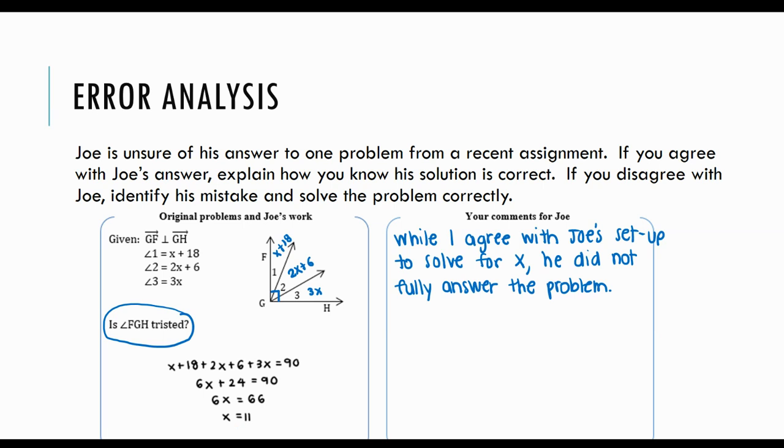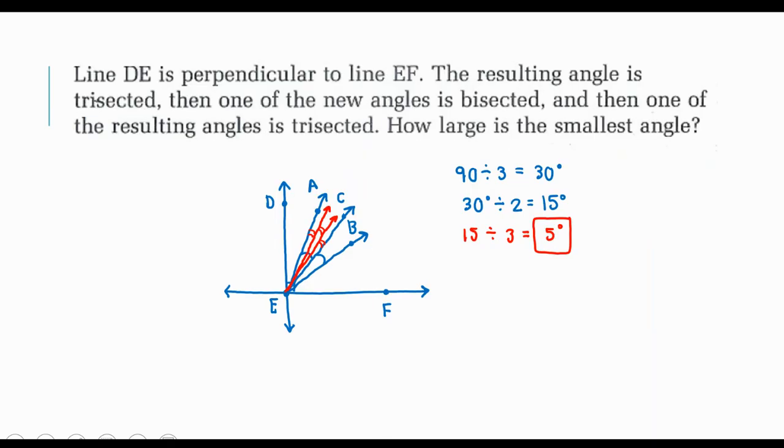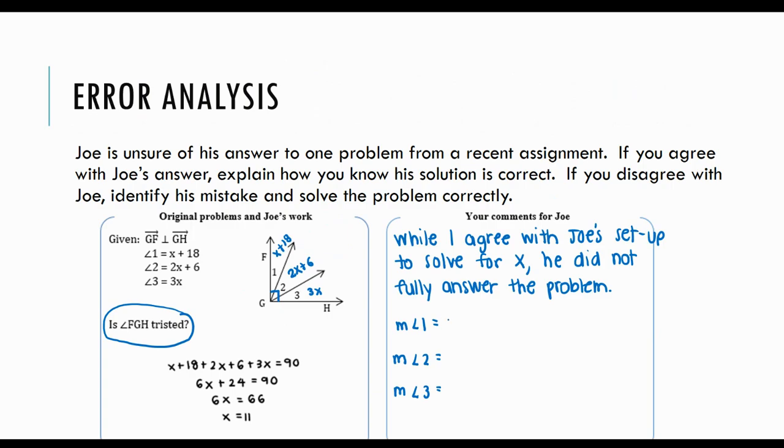So while I agree that x is 11, now to determine if something's trisected, I'm going to figure out the measure of each of these small angles, because then remember, to be trisected means to be divided into 3 equal pieces. So I'm going to substitute the 11 in for each of those x's. So we're going to have 11 plus 18 for the first one. We're going to have 2 times 11 plus 6 for the second angle, and 3 times 11 for the third.